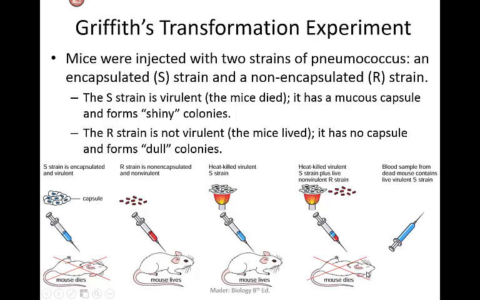And when he took samples from this dead mouse, he found that it actually contained the live virulent S strain. We call this process transformation. Although the bacteria itself was dead, the genetic material from the S strain was still there. The non-virulent strain was able to take up that genetic material and become virulent. And because this bacteria was alive, it was able to replicate in the mice and cause severe illness.